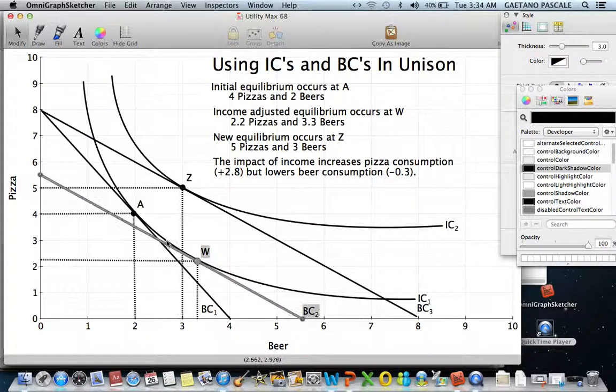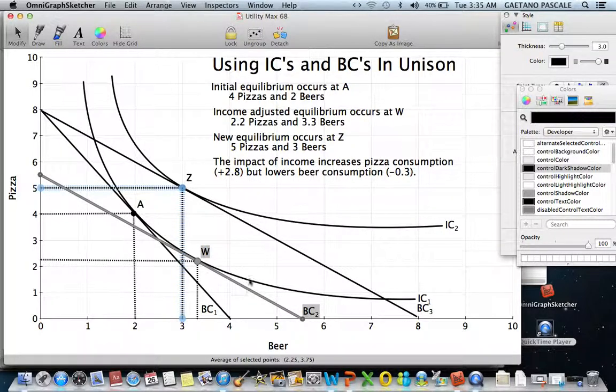Because I'm keeping the indifference curve the same, but using the new price ratio, I'm measuring the change in consumption that is due solely to the change in the price. So I move from point A to point W. That level of consumption is solely caused by the change in the relative prices of beer and pizza. Then when we go from W to Z, that tells me the impact of income. Because now, what have I gone to?